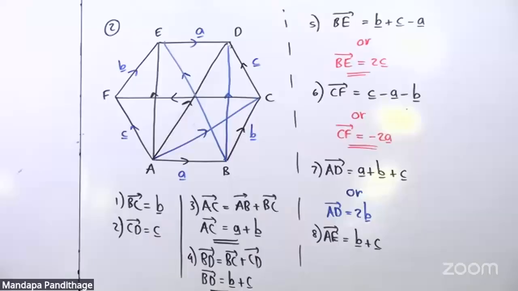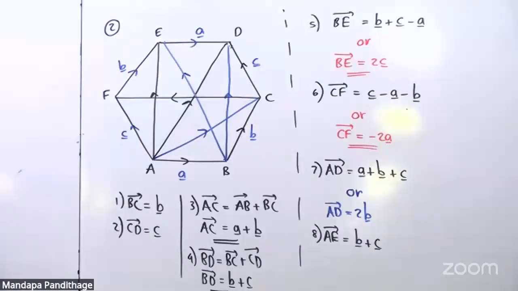So when you're finding AE, you have to start from A and go up to E. When you are starting from A and going to E, you have to add the vectors that you find on the way. That's all. So you have to add all the vectors that you meet on the way when you are going from A to E. That's all.